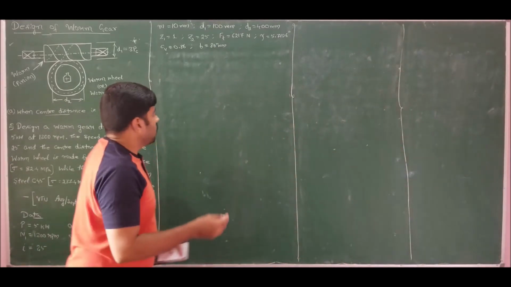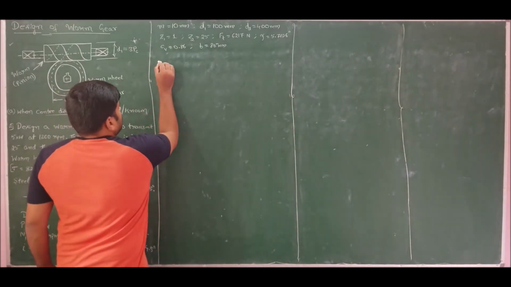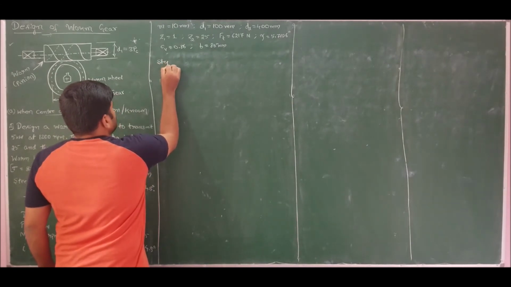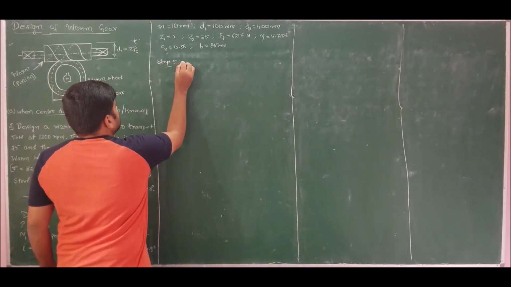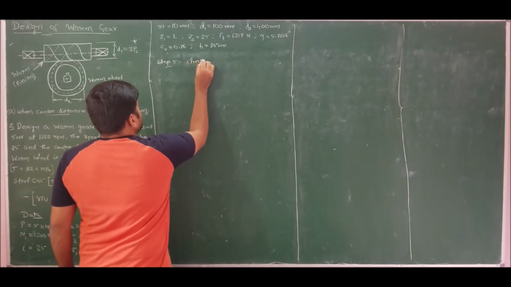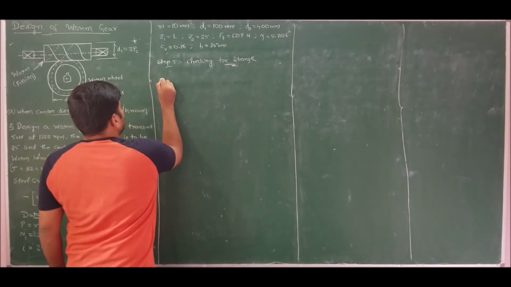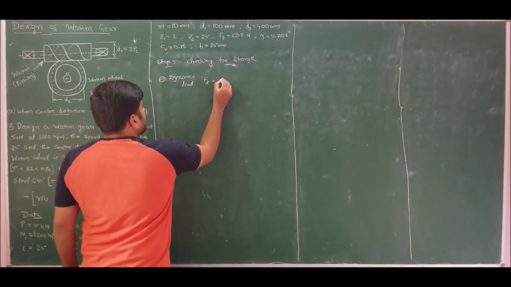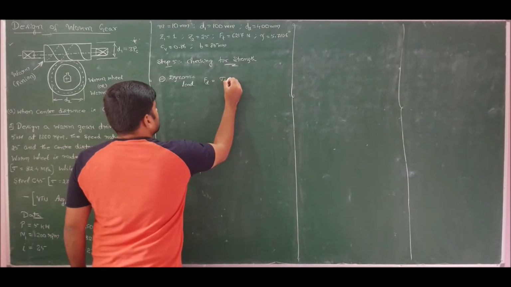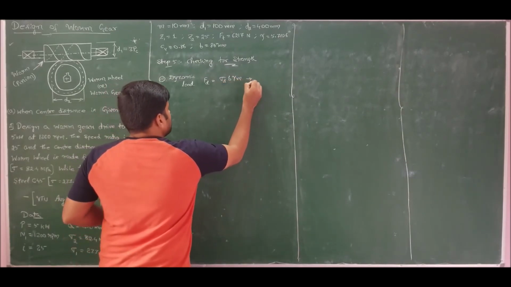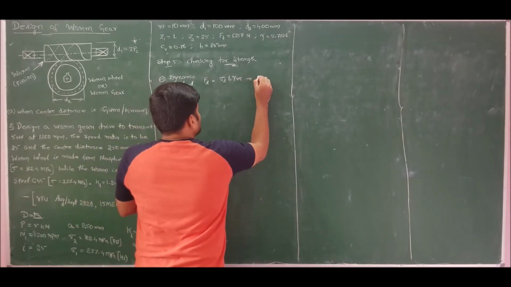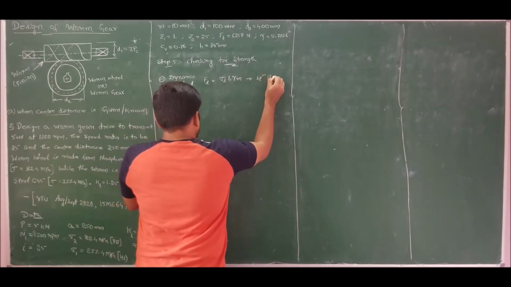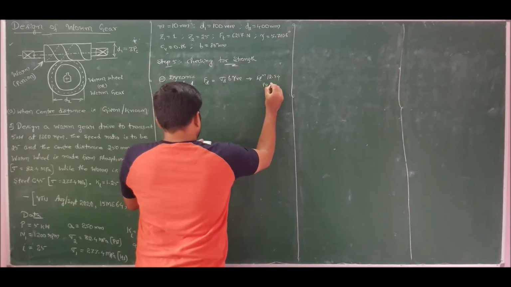Next, moving ahead for step number 5. Step number 5 is checking for strength. So in order to check for strength, first I should find dynamic load. Dynamic load Ft is given by sigma d B capital Y M. This is from equation 12.54. You refer page number 223.